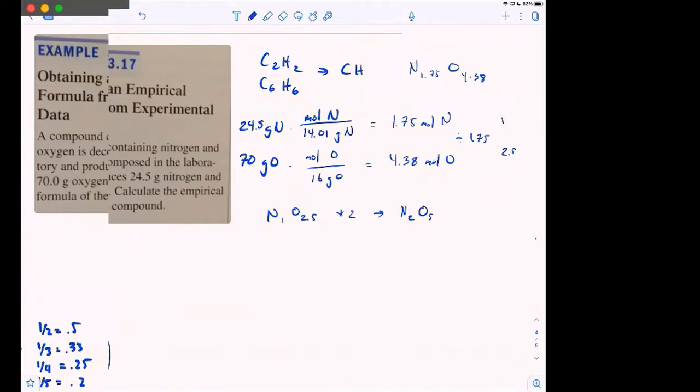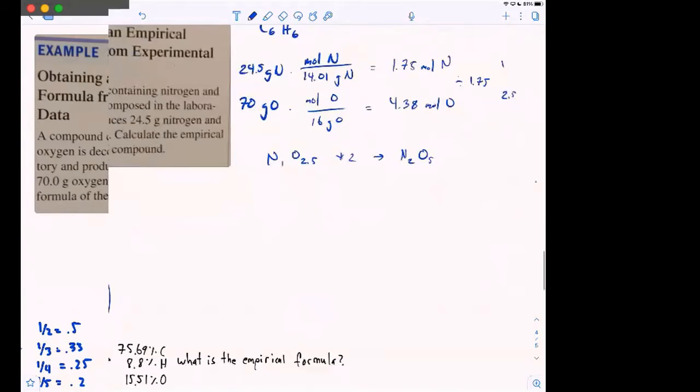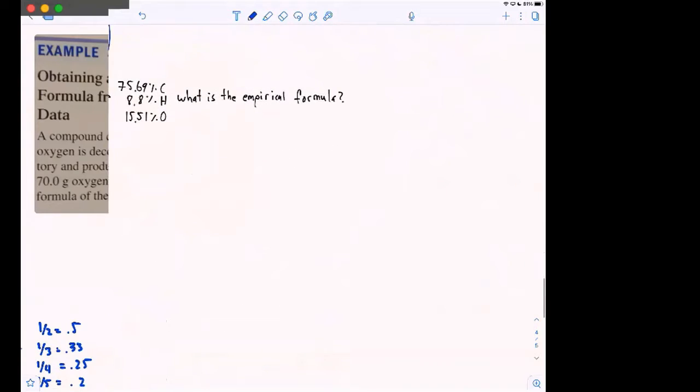It's probably not going to be tetranitrogen decaoxide or something. Okay, so a more advanced one. I used to have this as a chem quiz, but I think I'm just going to go ahead and do it. You guys can watch and learn.